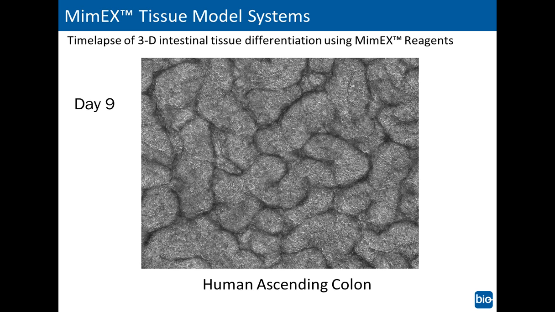Another way to look at this, which is much simpler, is to just use your phase microscope, and you can see that the differentiation progresses with infolding of the tissue and then the formation of complex intestinal folds, so that by day 9 you have nice differentiated tissue, at which point you can perform your experiments.